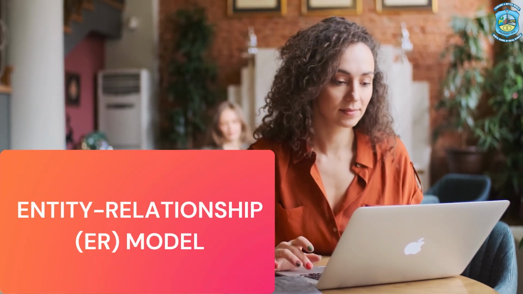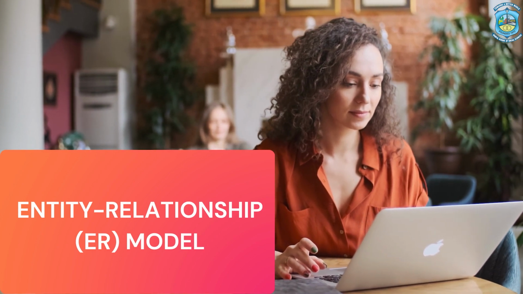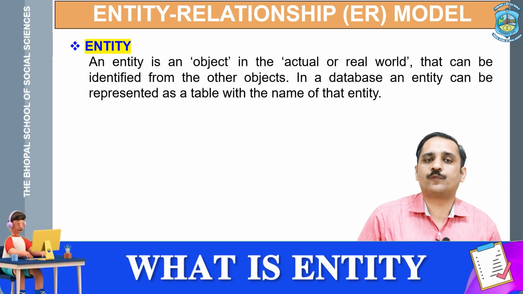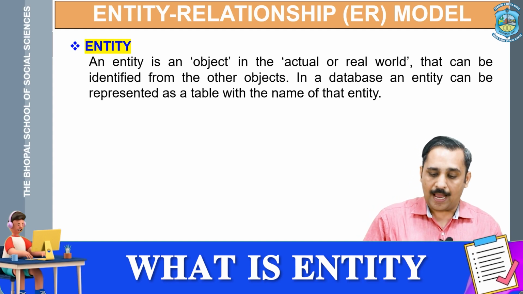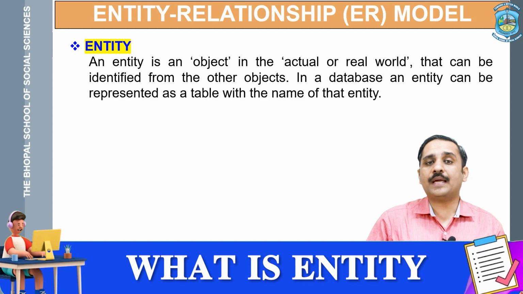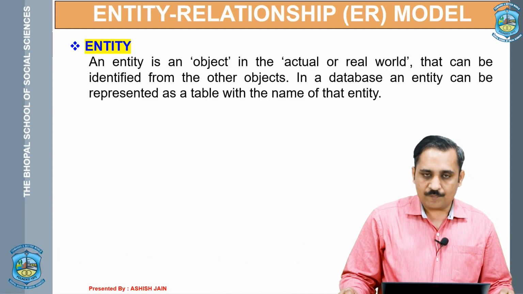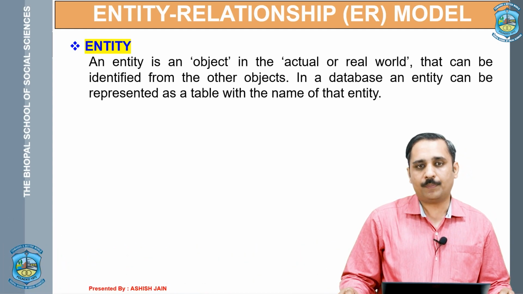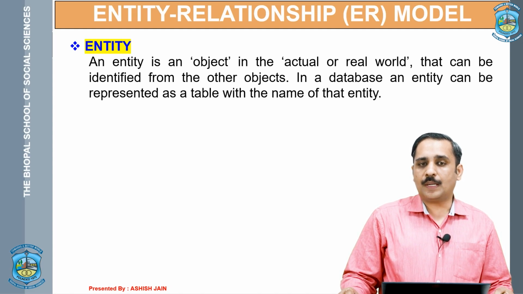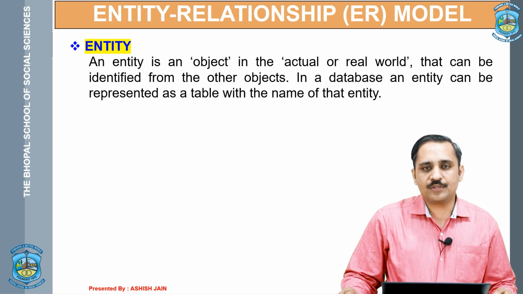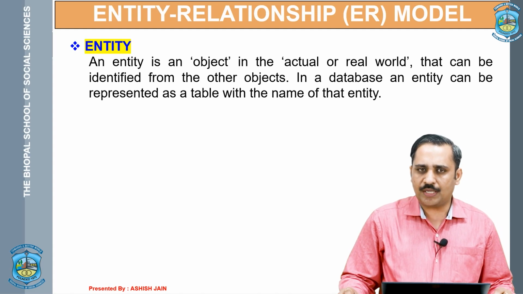Now let's start with the entity part. As we have mentioned, entity is that for which you represent the data in a database. Entity is an object in the actual or the real world that can be identified from other objects. For example, I have a rectangular shaped remote. I'll store the details such as the type of remote, number of keys in that remote, the size of the remote, and other properties associated with it.